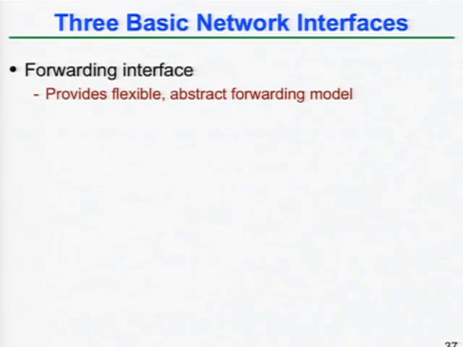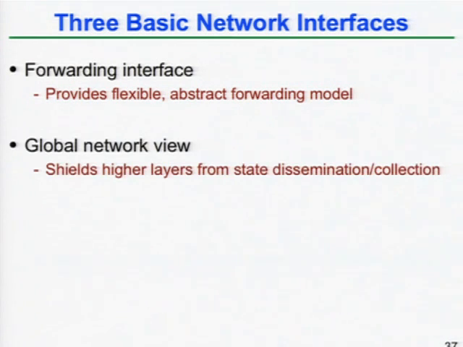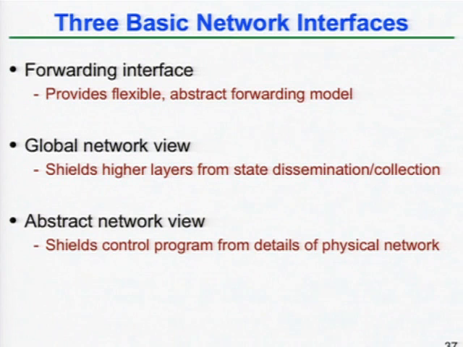So basically what I'm calling for are three basic network interfaces. There's a forwarding interface that provides a flexible abstract forwarding model. There's a global network view that shields the higher layers from state dissemination and collection. You don't have to worry about it. I'm just going to give you a graph. And then there's this abstract network view that shields the control program from details of the physical network. I claim that for control programs, these are the three abstractions we will need. End of story.